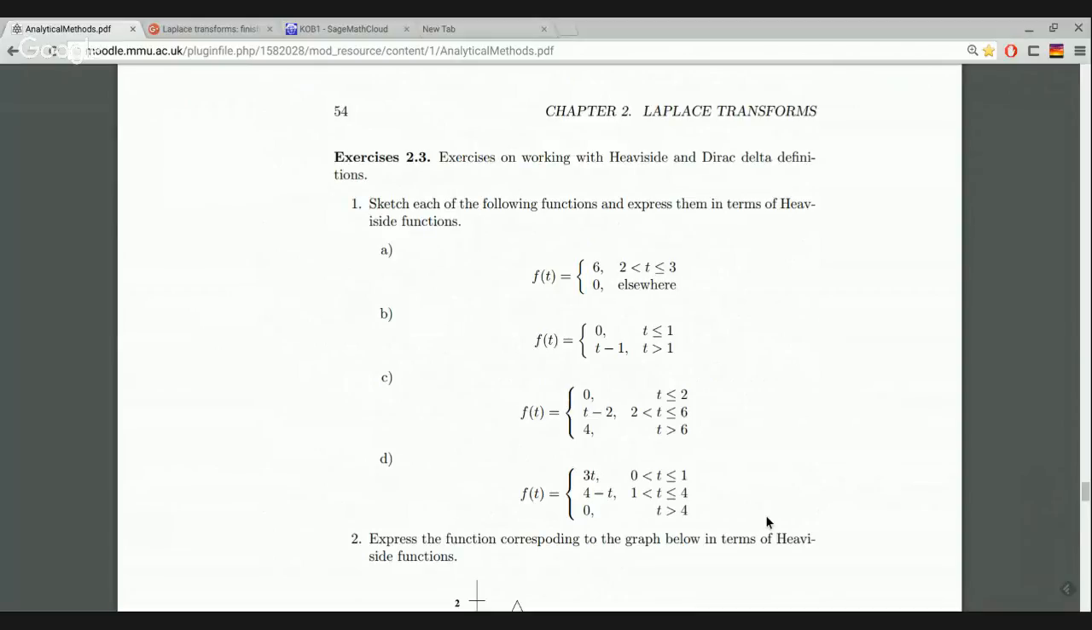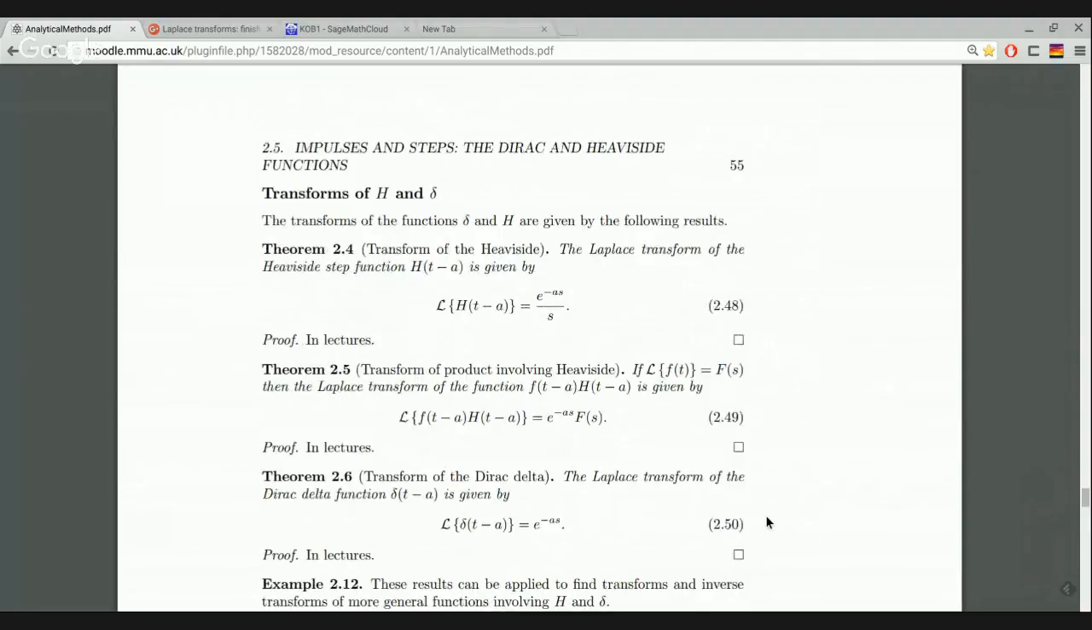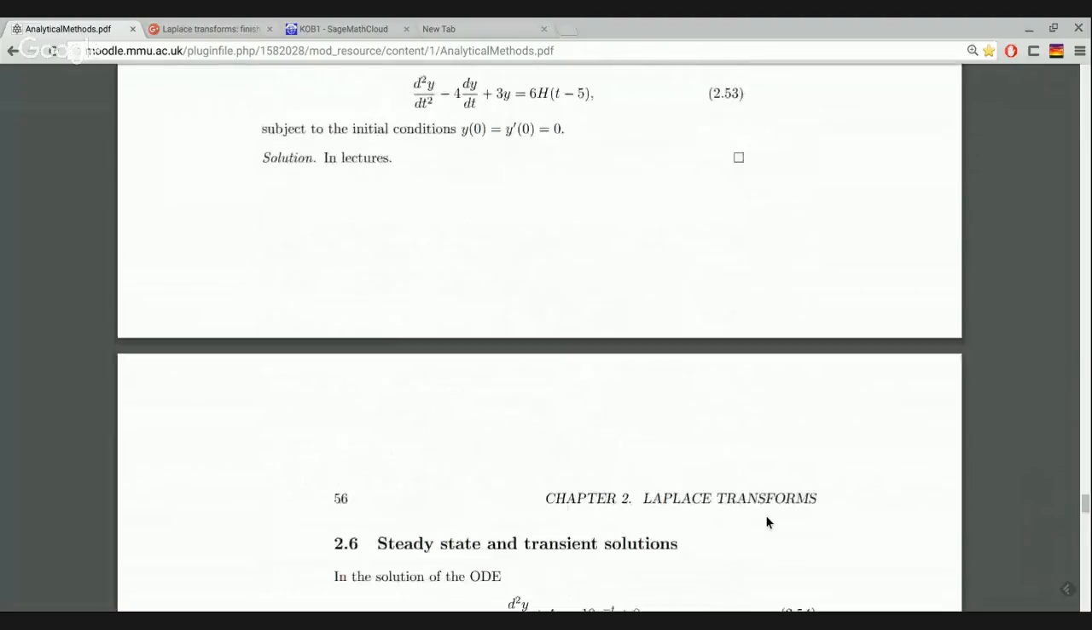They're preliminary exercises on working with the Heaviside step function and using it to express functions that are defined on a case-by-case basis, on different cases for the argument. So there's plenty of stuff to be working with there in the tutorials.